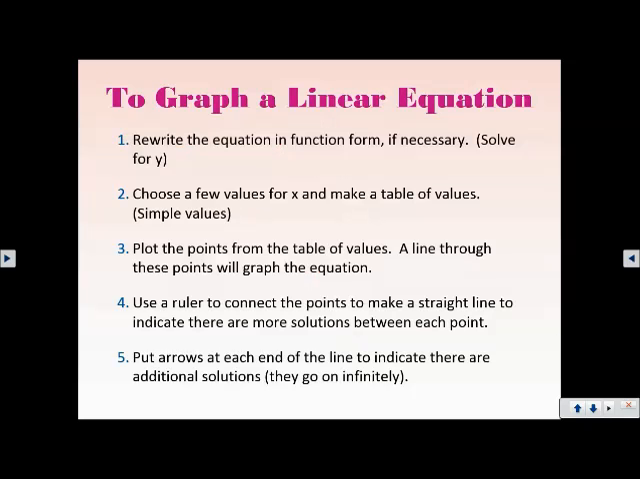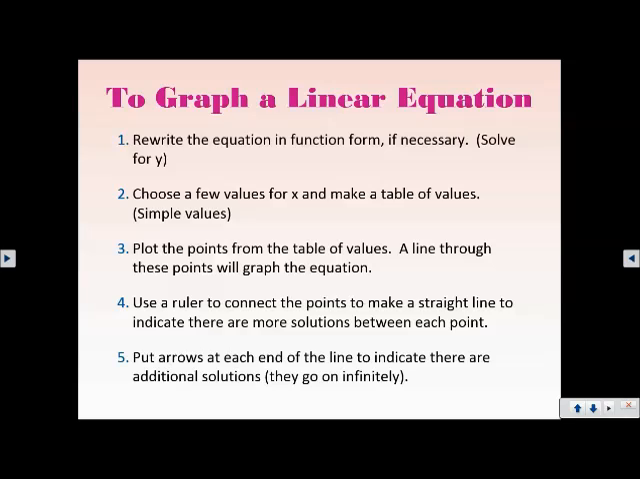Alright, to graph a linear equation, we have a number of steps, and we're going to do them together with our first example, but I'll briefly go over them here. The first thing you should do is rewrite it into function form. Solve it, meaning solve it for y. Get y by itself and everything else on the other side. This is not absolutely necessary, but it just makes your life much, much easier. Then what we want to do is choose a few values for x. That's our independent variable.